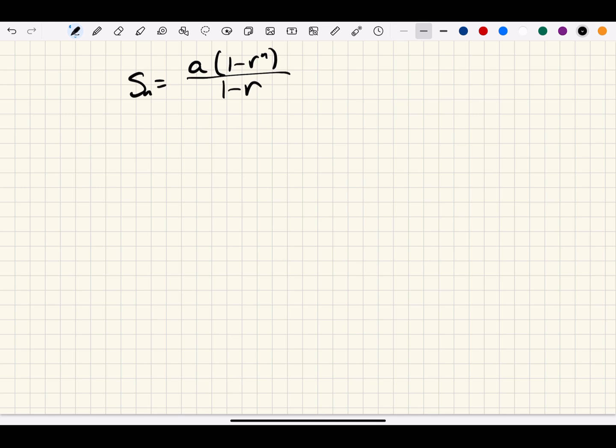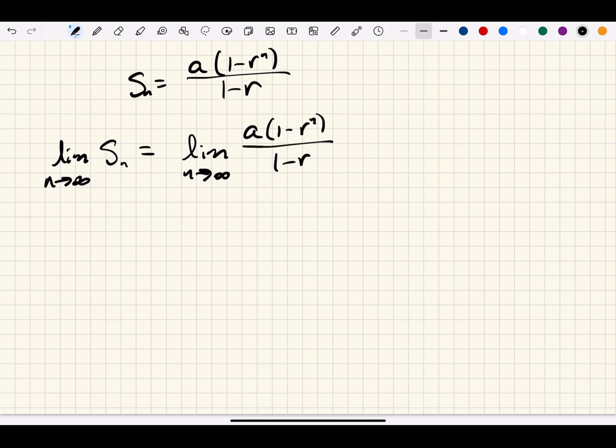Okay, so I know what you're thinking. You're thinking, I'm not really worried about the finite sum here. I'm worried about the infinite sum, right? How can I get that? I bet you a limit would do it, right? We want n to go to infinity, right? So what if I did that then? What if I did the limit as n goes to infinity of S sub n? Okay, so I'm doing a limit on both sides, right? Limit as n goes to infinity, A times 1 minus R to the n over 1 minus R.